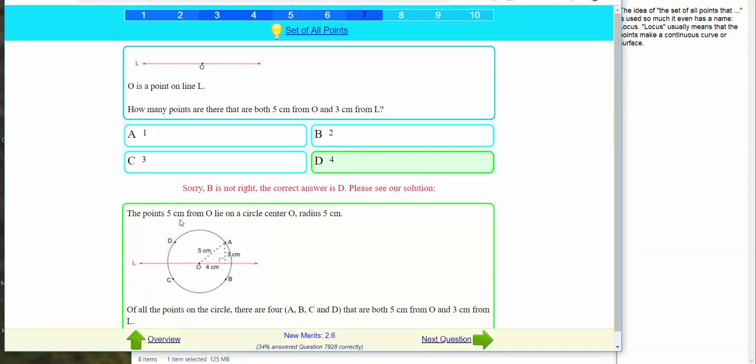Oh, 5 centimeters from L. Yeah, so it could be here. 5 centimeters here, 5 centimeters here, 5 centimeters here, 5 centimeters here. But keep in mind it's only 3 centimeters.